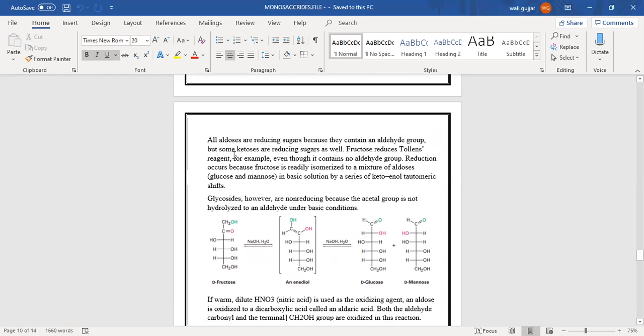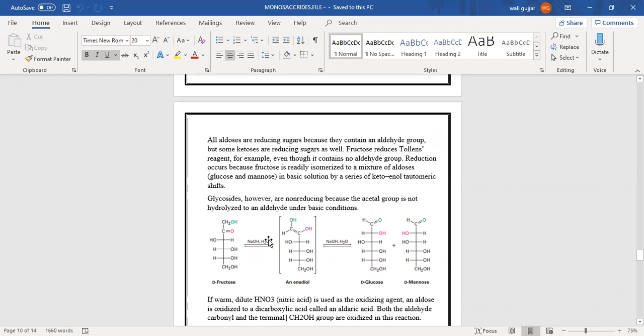All aldoses are reducing sugars because they contain an aldehyde group, but some ketoses are reducing sugars as well. Fructose reduces Tollens reagent, for example, even though it contains no aldehyde group. But reduction occurs because fructose is readily isomerized to a mixture of aldoses, glucose and mannose, in basic solution by a series of keto-enol tautomerizations. Glycosides, however, are non-reducing because the acetal group is not hydrolyzed to an aldehyde under basic conditions.